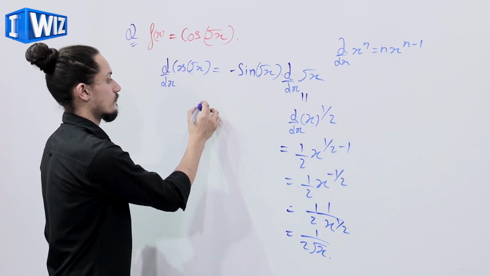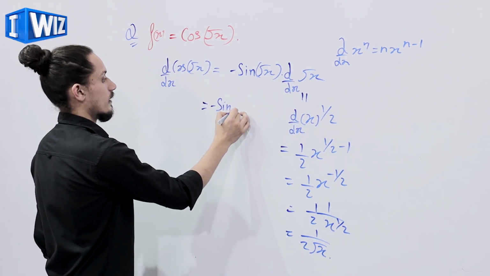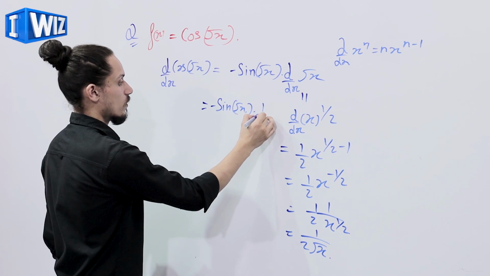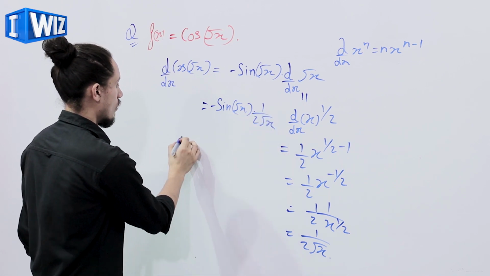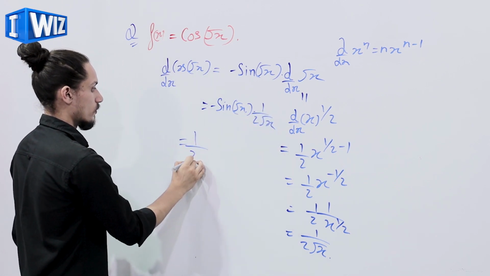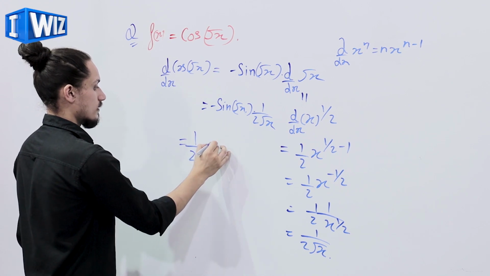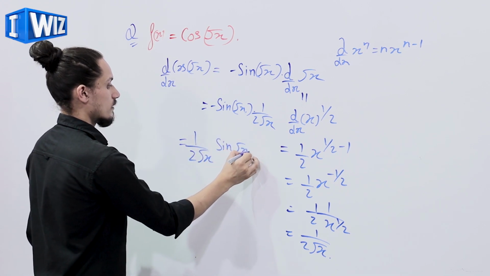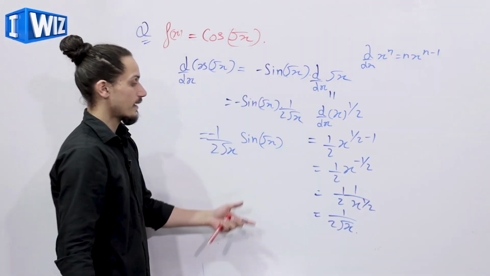Using this value here, we get minus sine under the root x into 1 upon 2 under the root x, or simplifying it, we can write 1 upon 2 under the root x sine under the root x with negative sign, and hence the result.